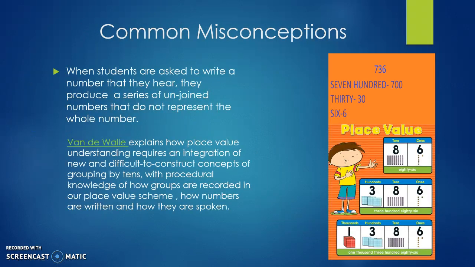Now, one of the first common misconceptions that I came across when going over this lesson with the students was that they weren't able to write out 3 to 2-digit numbers correctly. So if I said a number such as 736, some of them would write 730 and 6. So students were asked to write a number that they heard, but they produced a series of unjoined numbers that did not represent the whole number.